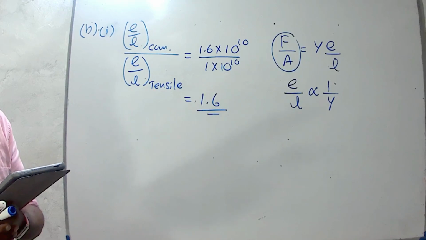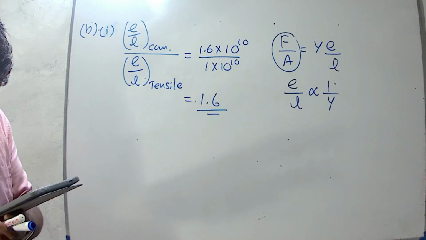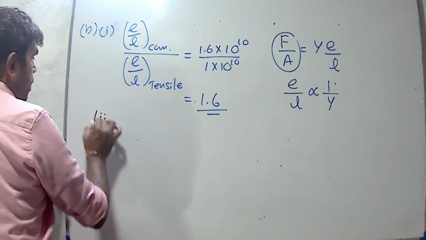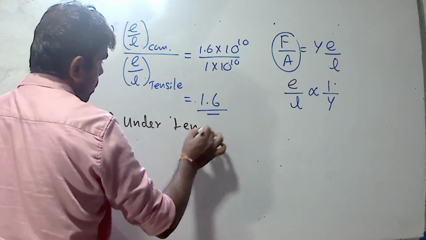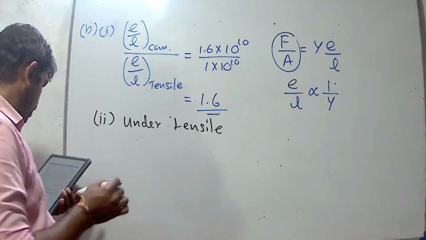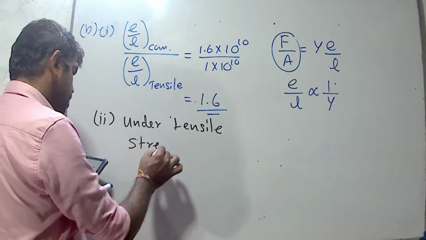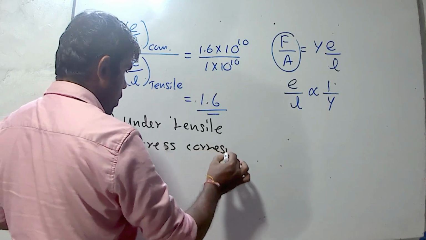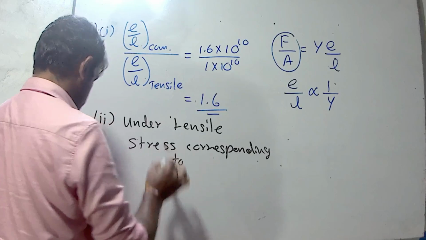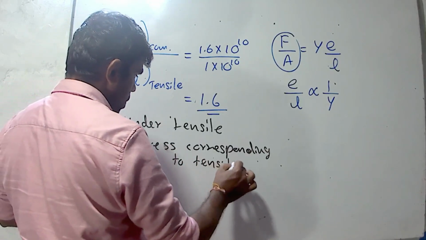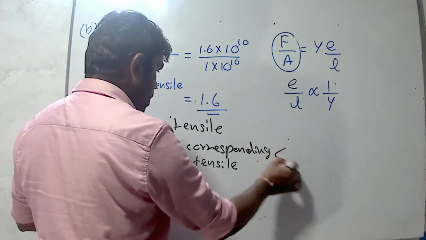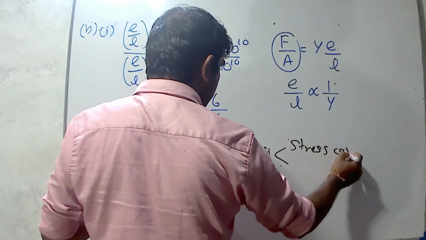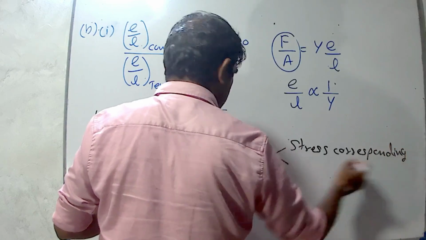Therefore the femur is susceptible to fracture under tension, because the stress corresponding to tensile is less than the stress corresponding to compression.